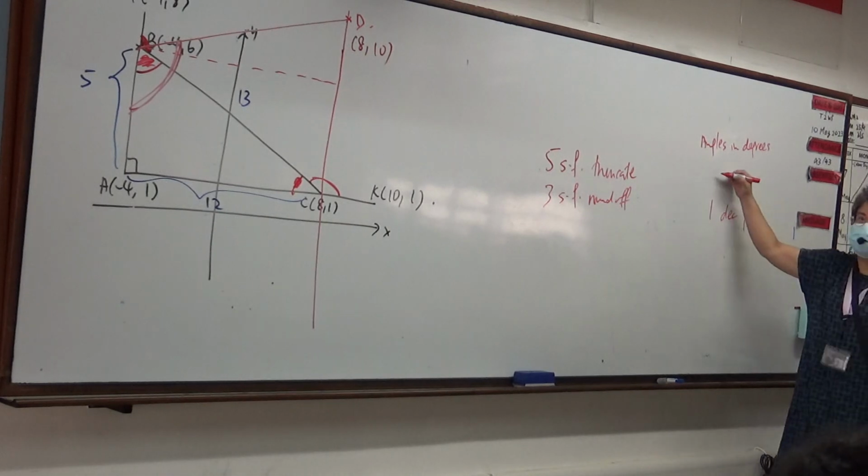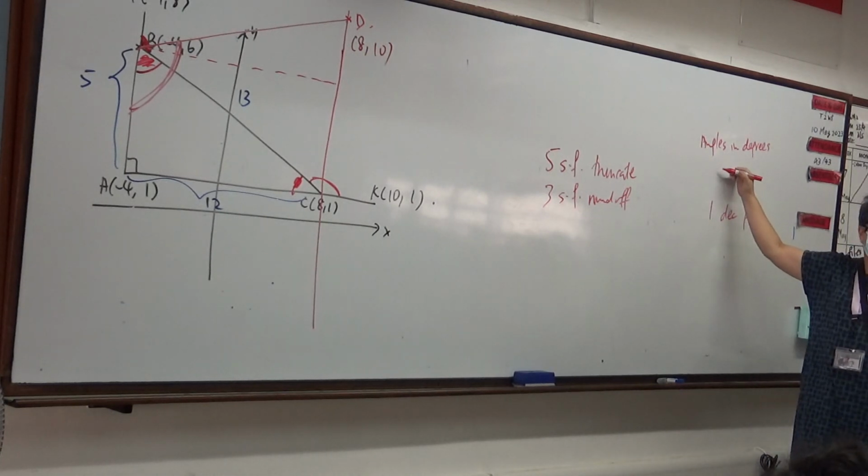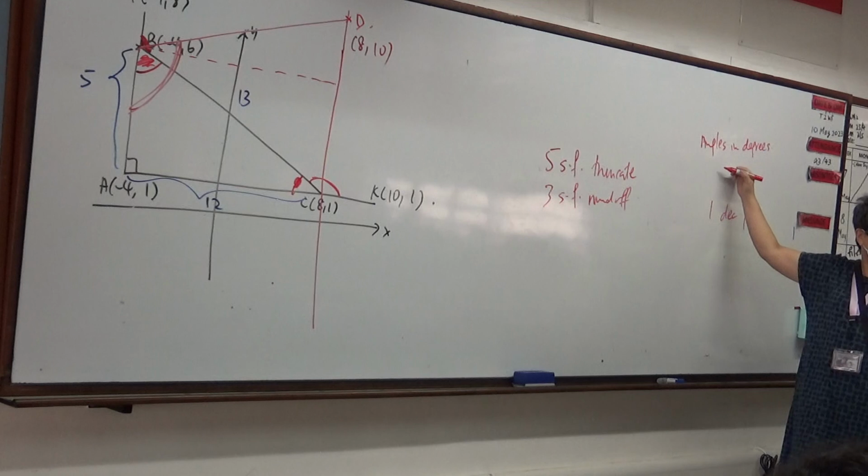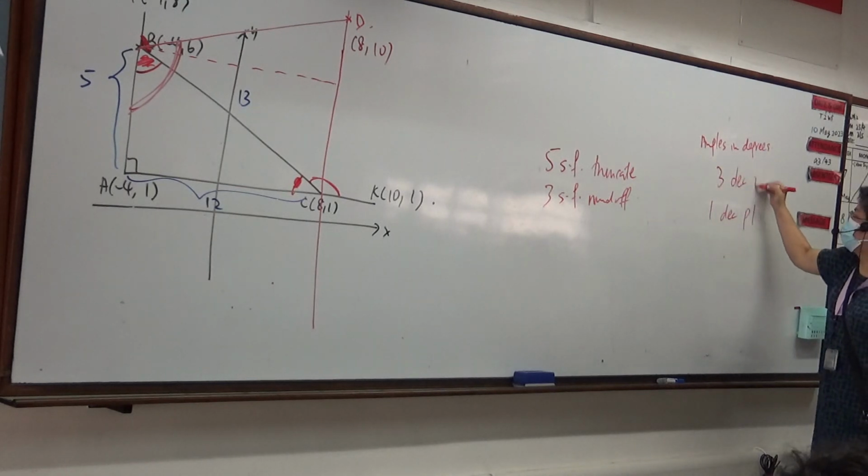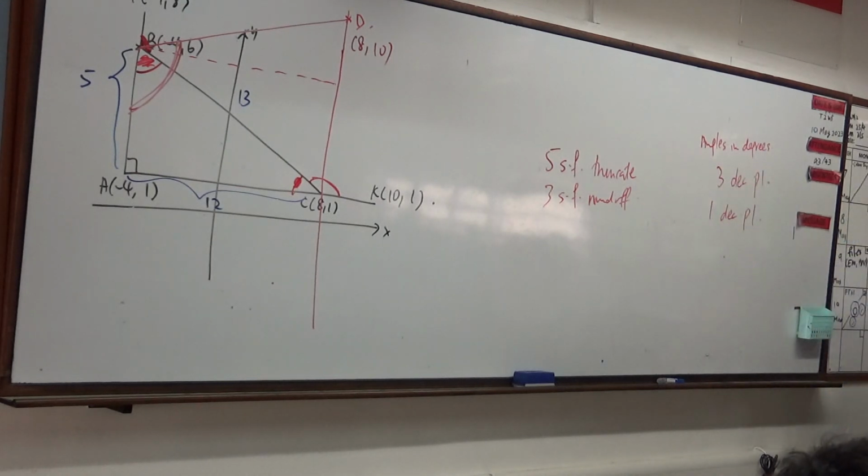So, may I know the working? Always plus 2. So how much is that? 3 decimal place. Working will be 3 decimal place. Is that understood?